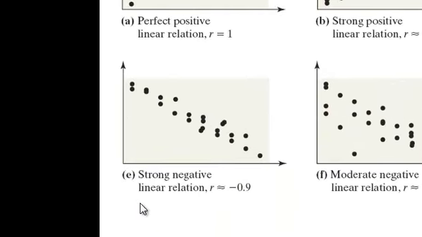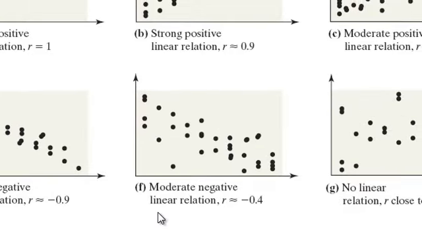In slide E, we have a negative relation between x and y. As x increases, y is tending to decrease, and it's a pretty strong negative linear relation. Here we get a correlation coefficient something like -0.9. In example F, we've still got a negative linear relation, but it's not quite as strong. We might calculate an R of something like -0.4 here.